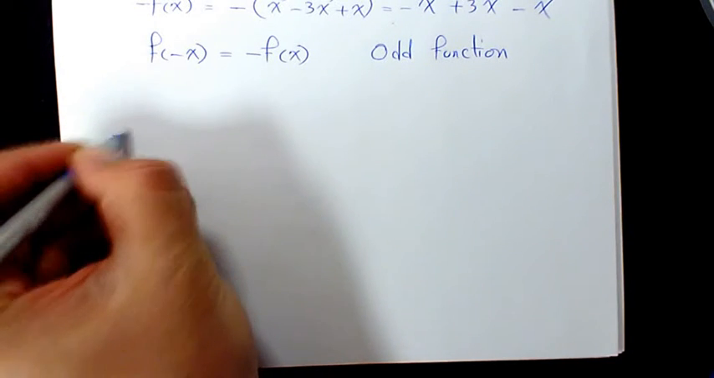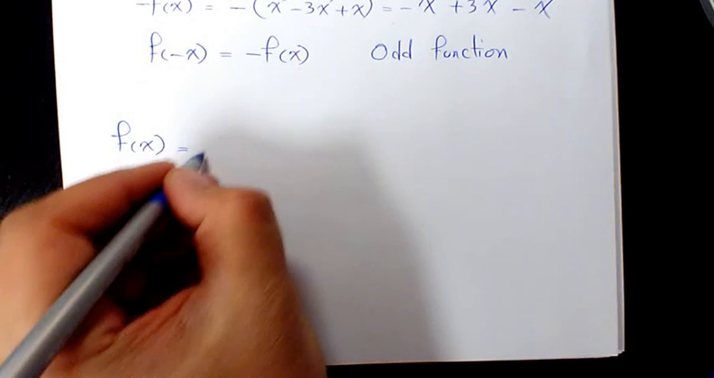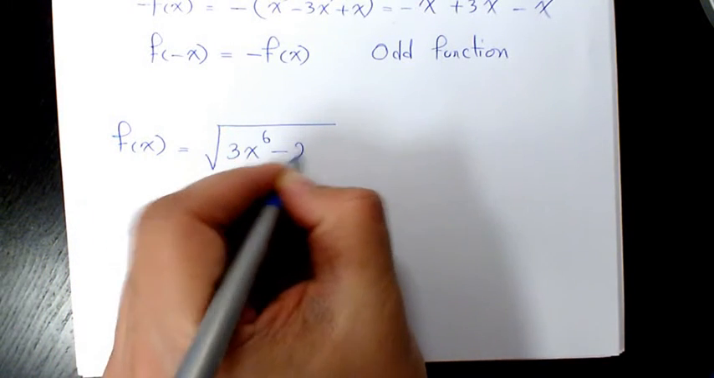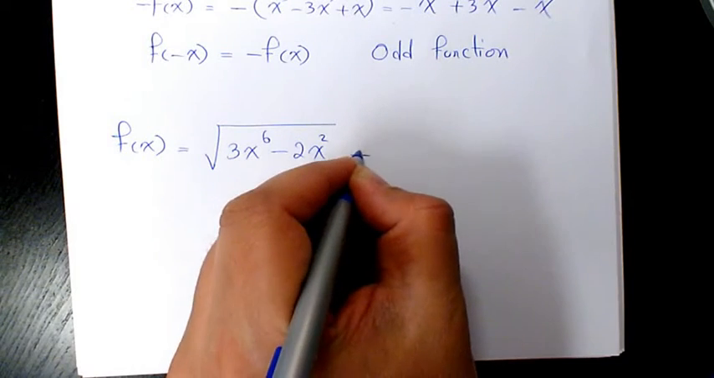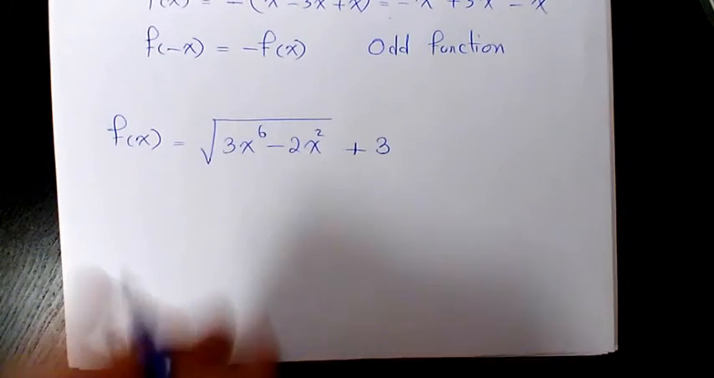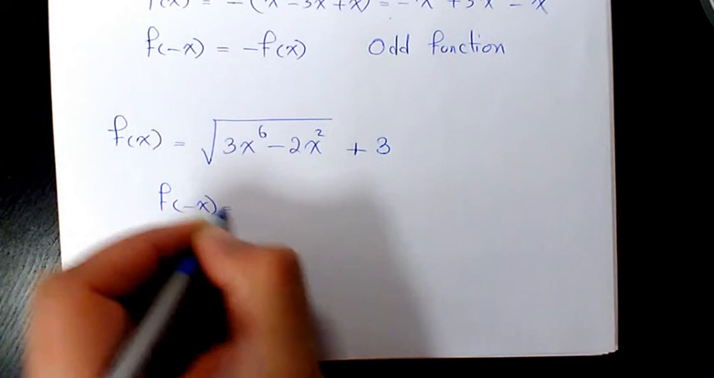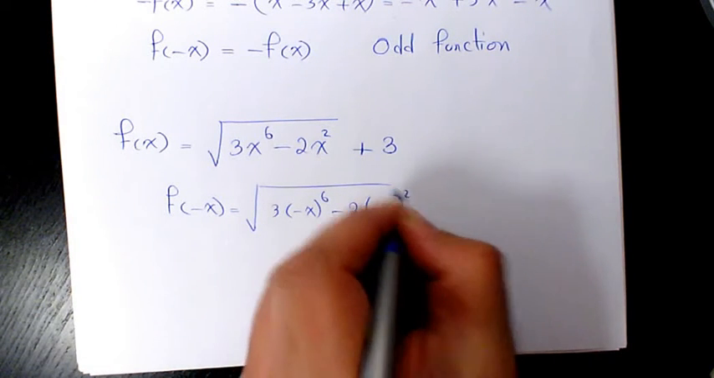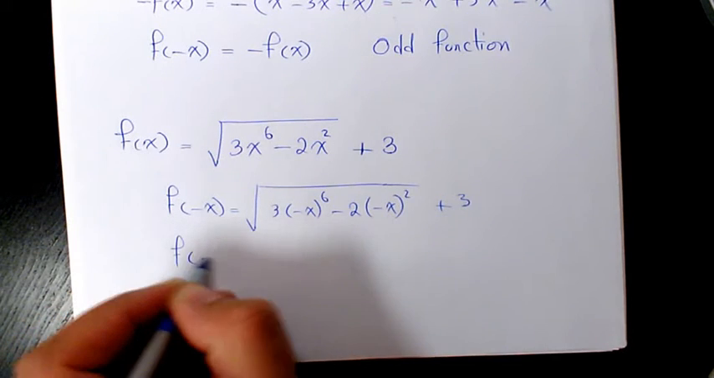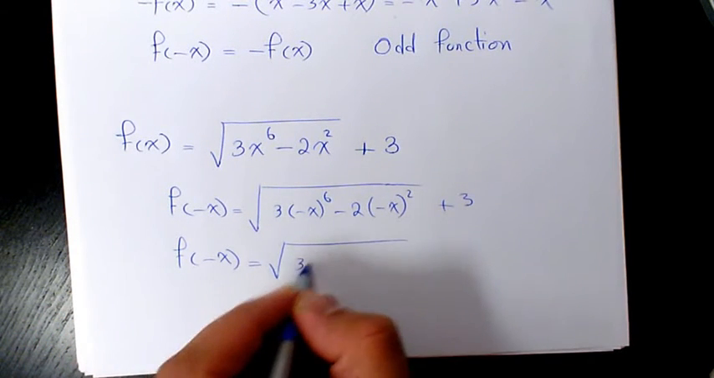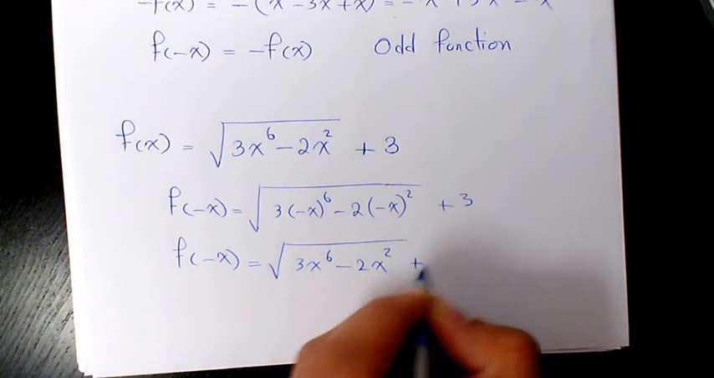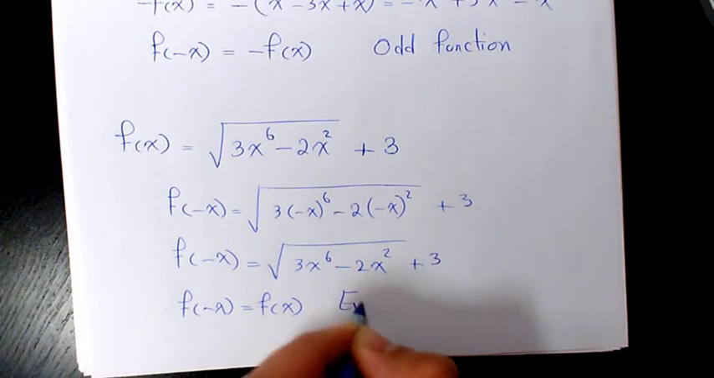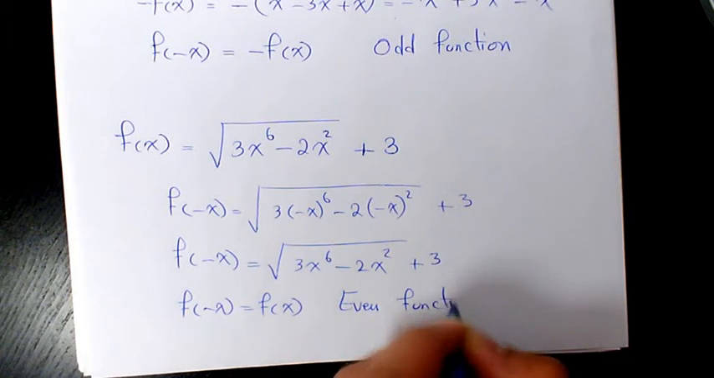Next example, f of x equals 3x to the power of 6 minus 2x squared plus 3. Let's say f of negative x is going to be 3 times negative x to the power of 6 minus 2 times negative x to the power of 2 plus 3. That's going to be 3x to the power of 6 minus 2x squared plus 3. So f of negative x equals f of x. So that's an even function.